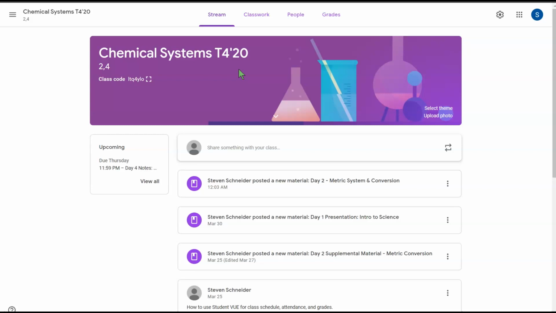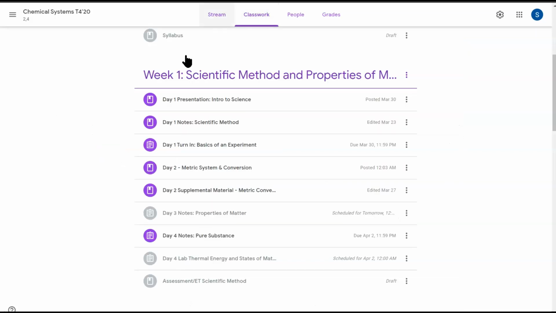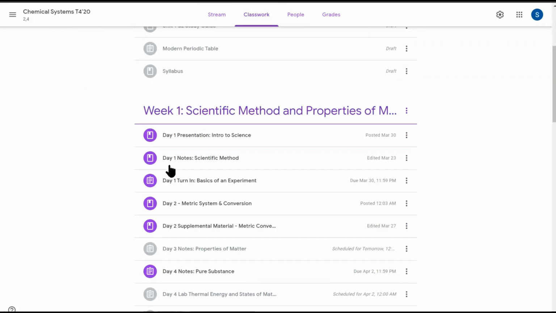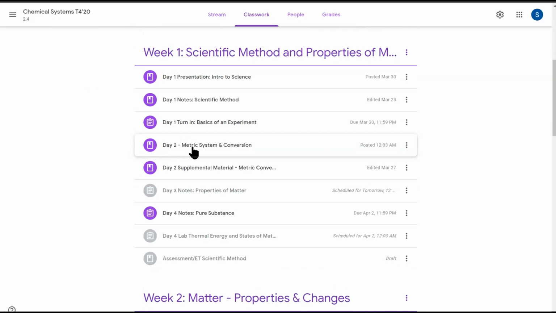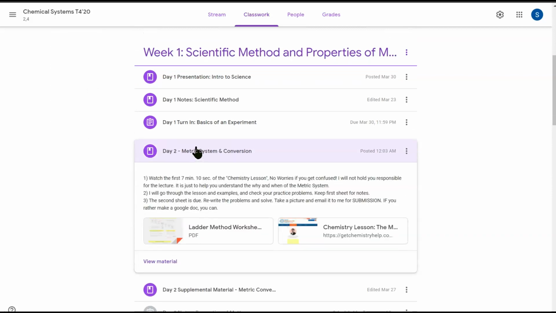Okay, what I do for this lesson is the same as I've done for the others. I think it's just a nice, concise lesson. So you may have done this already if you had me for a previous science, in which case, kudos to you. This will be easier. So where do I keep this? As you already know, classwork, week 1. Okay, there's Flipgrid. And day 2, metric system and conversion.